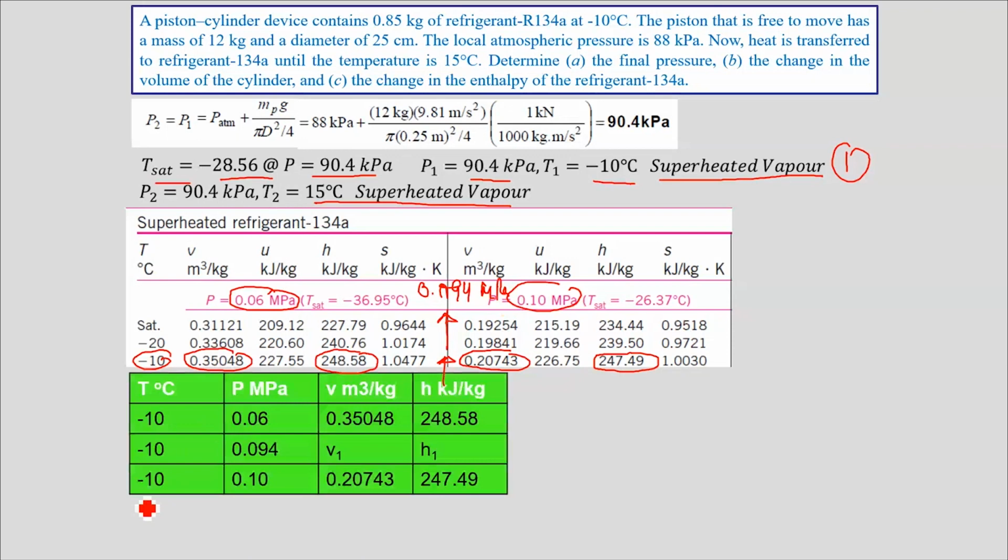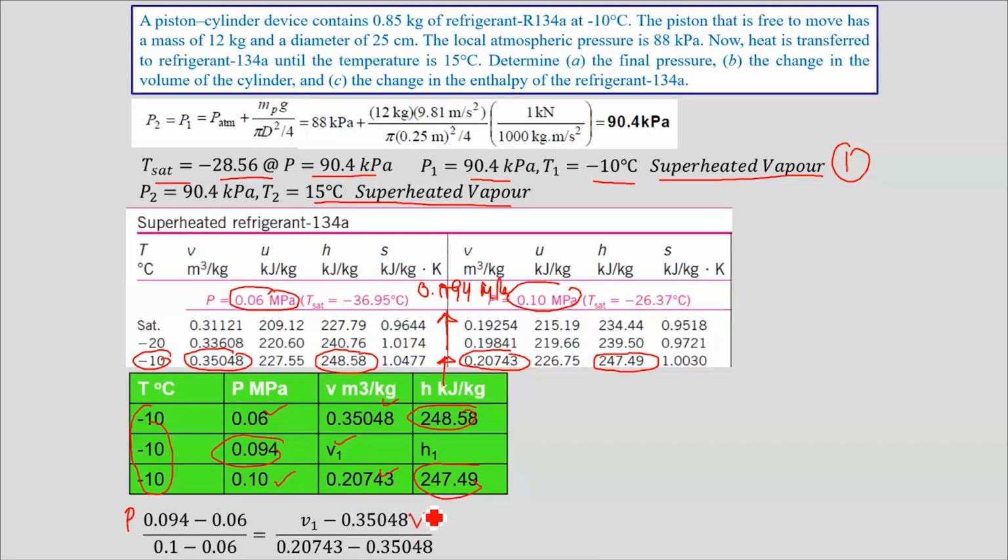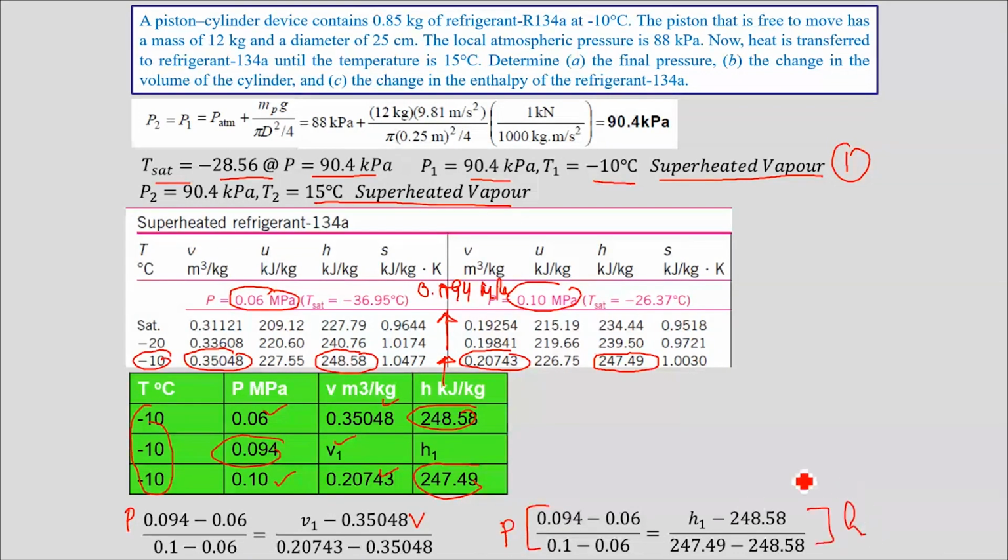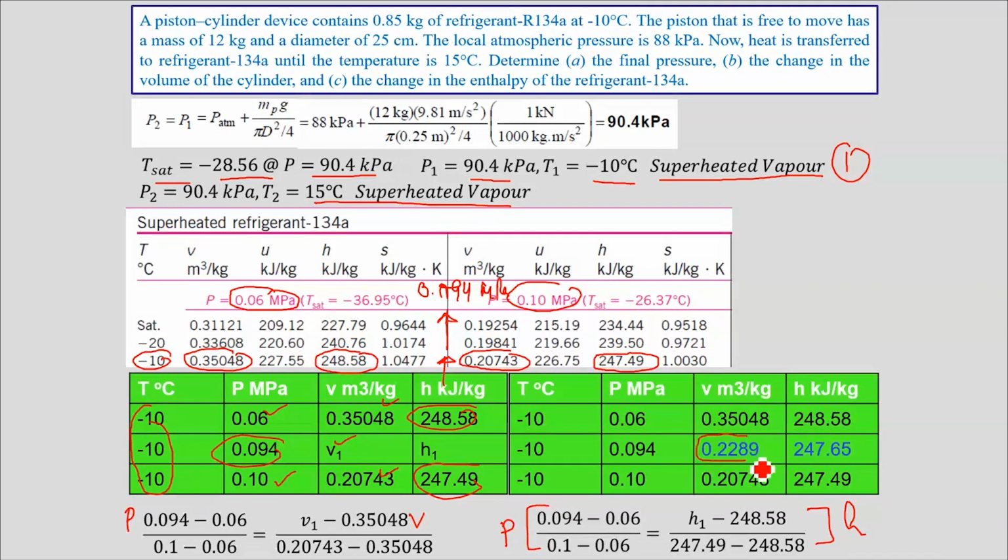So I have constructed a single table. Minus 10 degrees centigrade, 0.06 specific volume is given. 0.10 specific volume is given. For 0.094 you have to find out the specific volume. Similar is the case for enthalpies. You have to find out the enthalpy also. So this is for specific volume interpolation. This side is pressure difference. This side is specific volume differences. Similarly, for the enthalpy, this side is pressure differences. This side is enthalpy differences. And once you solve, you'll find out the properties of specific volume and enthalpy at state 1.